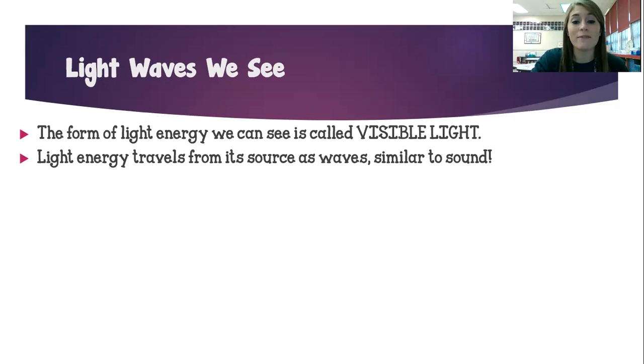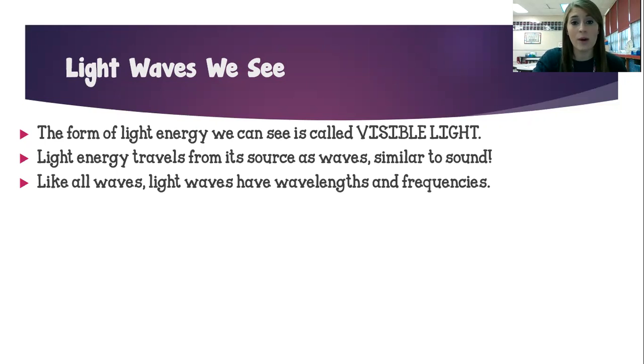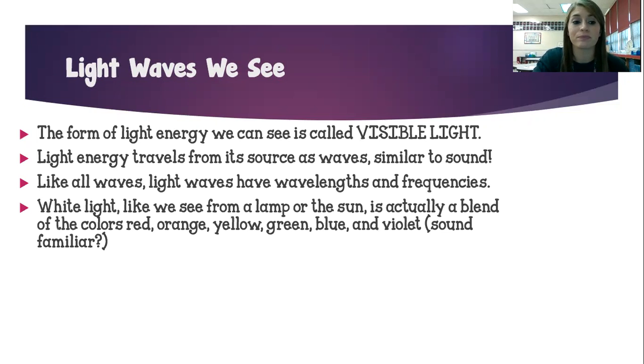Light energy travels from its source as waves, just like sound waves do. Sound waves come out of our mouths, out from an instrument, from tapping on something, and they travel as waves. Light does the same thing. It travels from its source, from the thing giving off the light, as a light wave. Like all waves, light waves also have wavelengths and frequencies. We talked about that last week with sound, how different wavelengths and different frequencies are what make sounds sound differently.